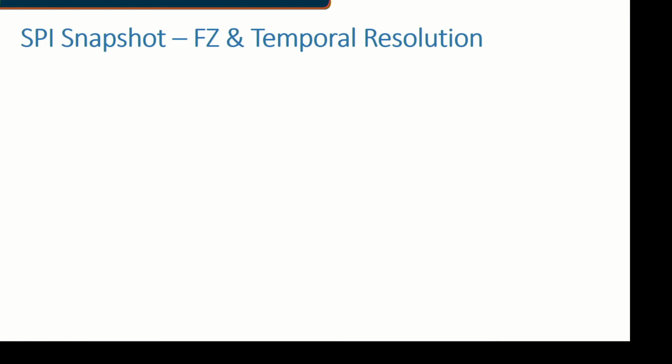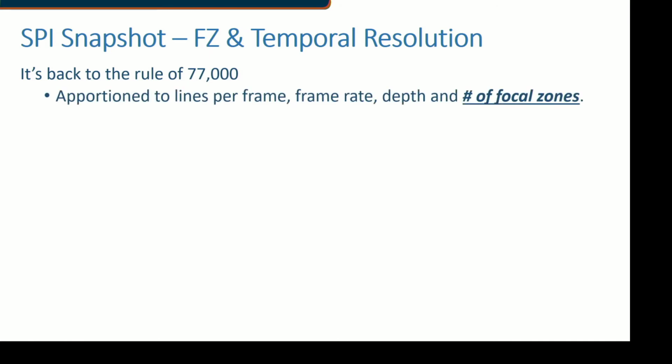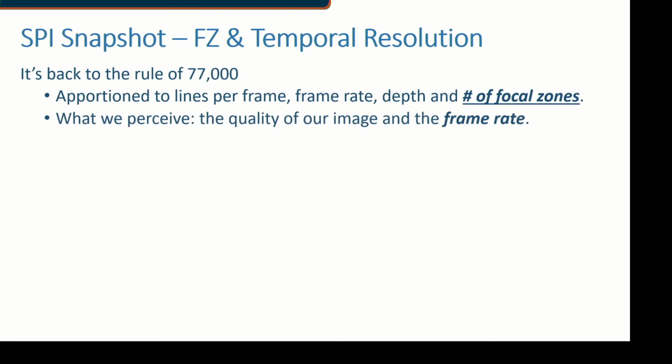What is the focal zone effect on temporal resolution? So it's back to that rule of 77,000 again. And remember that that 77,000 is apportioned to the lines per frame, the frame rate, the depth, and the number of focal zones that you're using. Let's also remember that how we perceive this whole thing going on within the machine is in the quality of our images and how we perceive the frame rate. But what is this frame rate we keep talking about? You should probably know by now we're talking about the refresh.